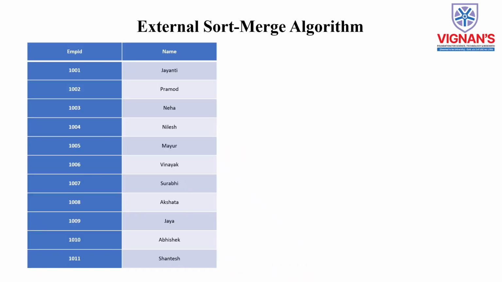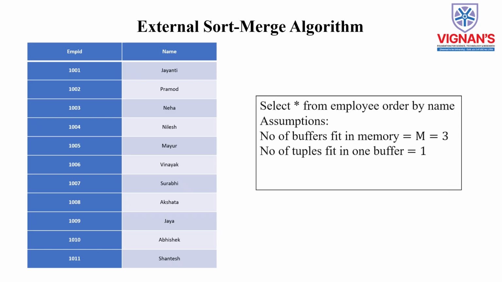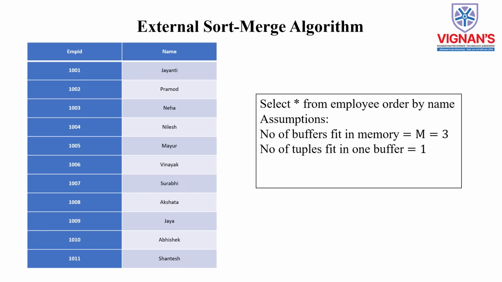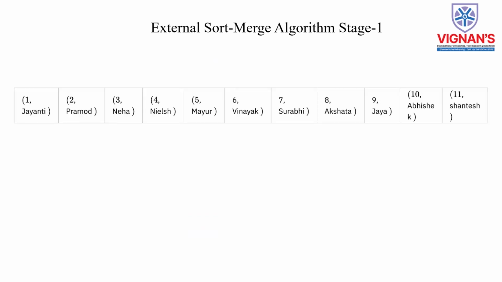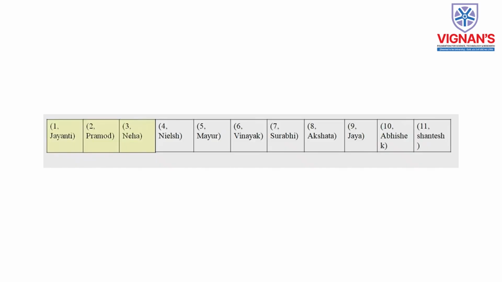So consider this as a relation employee again: select star from employee, ordered by name. This is our query, so how will it be executed? Let us assume that we can fit 3 buffers in main memory and 1 tuple per buffer. So, the first stage is to divide the relation into as many buffers as can fit in the main memory. So it can fit only 3 buffers, and 1 buffer contains 1 tuple.